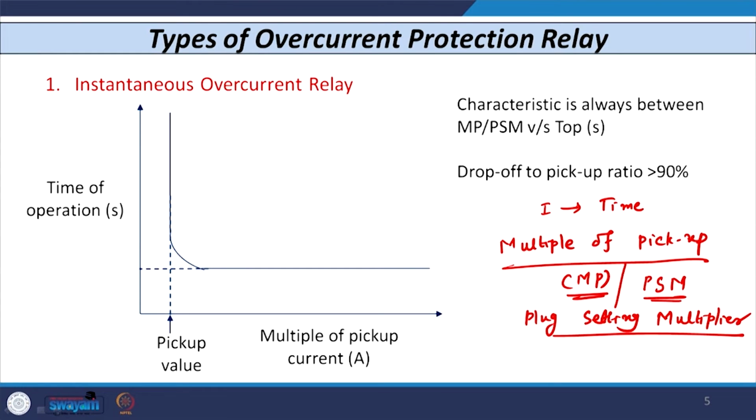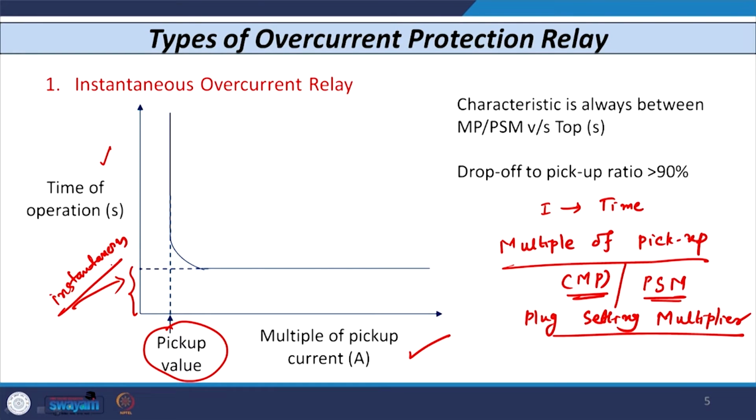So, if I consider multiple of pickup current on the x axis as we have considered here, and time of operation in seconds on the y axis, then the characteristic of the instantaneous overcurrent relay is given by this. You can see the pickup value I have shown here. If current exceeds the pickup value or plug setting, then the relay operates within some specific time period. This time period is instantaneous in nature. So, the relay operates instantaneously if current exceeds its pickup value.